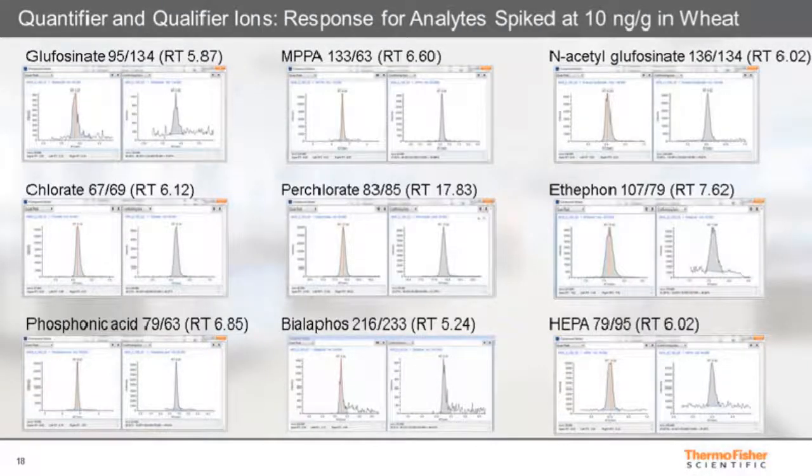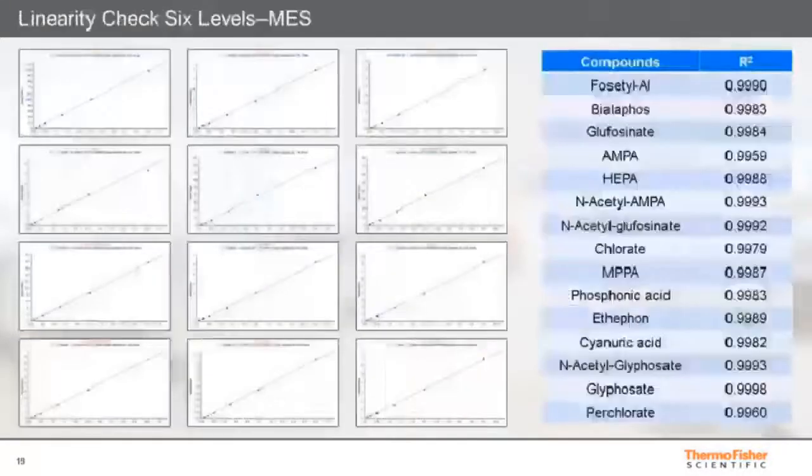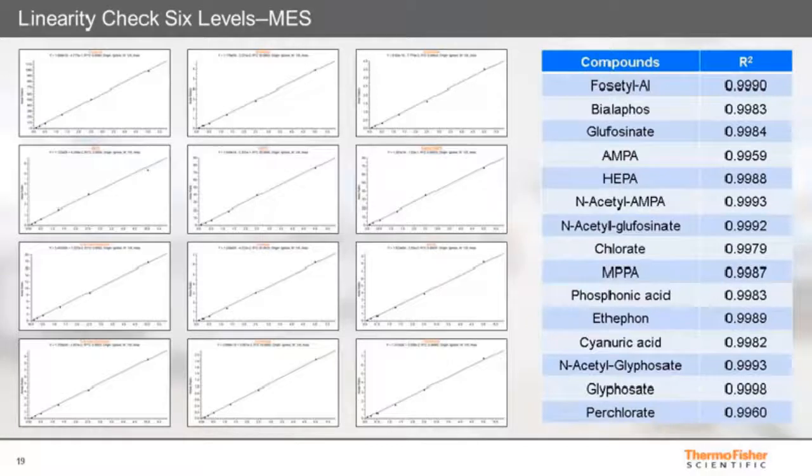This slide shows the same information for the other compounds included in the same chromatographic run. We also need to mention the fact that the retention times are extremely stable. In calibration plots, the response for 12 compounds are all linear over the range equivalent to 4 to 200 nanograms per gram with satisfactory R-squared values.